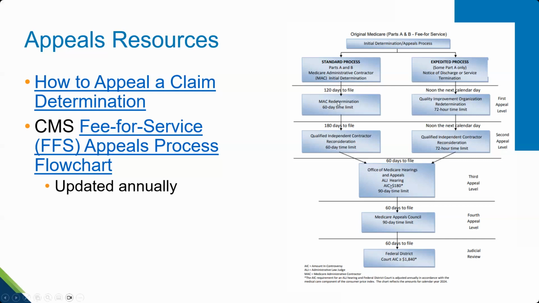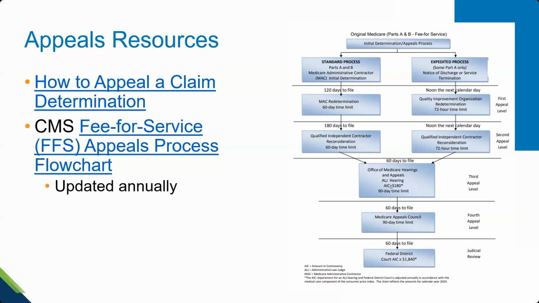You can see the redetermination. You can see the qualified independent contractor reconsideration. The 3rd level of appeals is the Office of Medicare Hearings and Appeals. It's an ALJ hearing, which is administrative law judge. And then the 4th level, I should say, is the Medicare Appeals Council. And the 5th and final level of an appeal is Federal District Court.